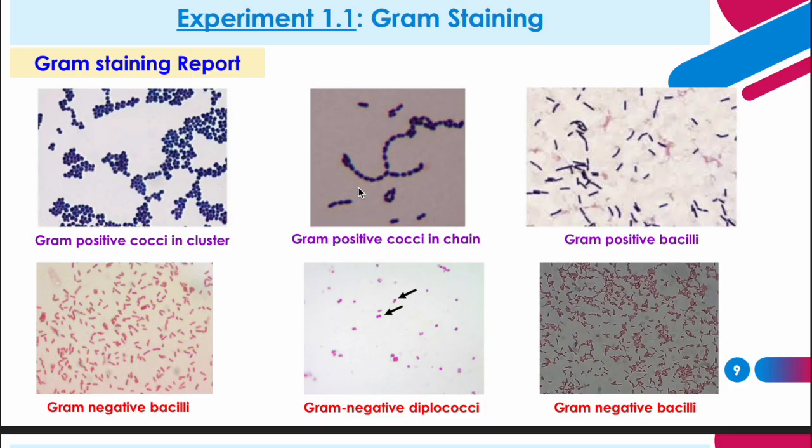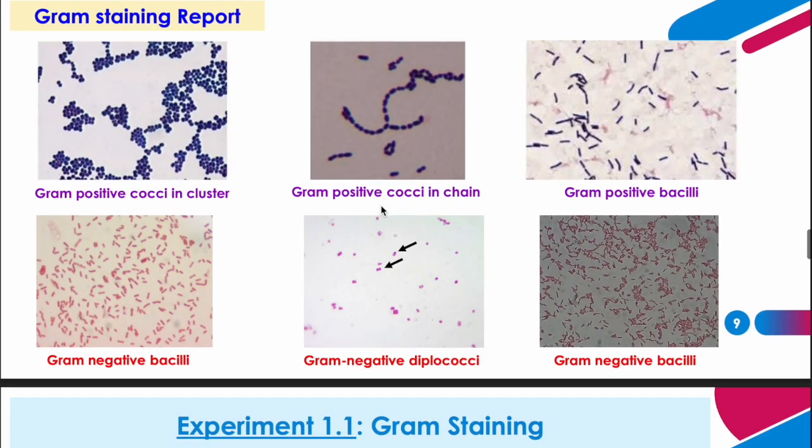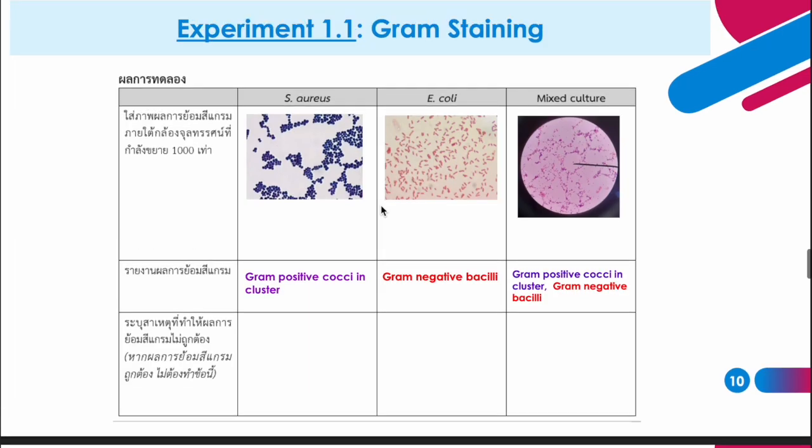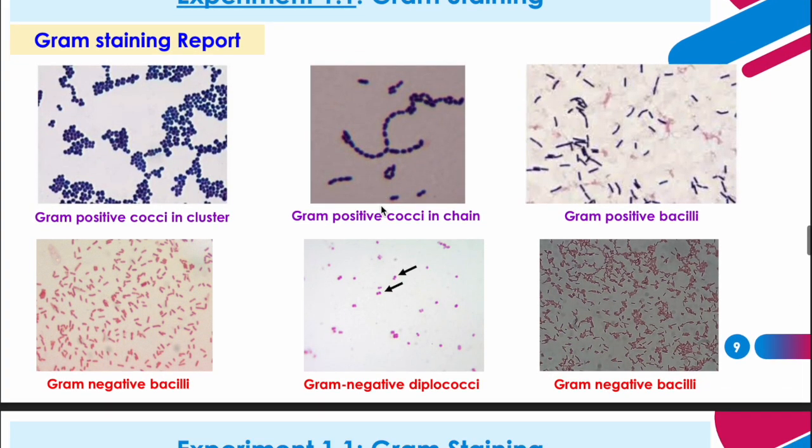So here is the purple color bacteria, so you report it as gram positive. And it's cocci because it's round and it's in chain arrangement. Something like this. Also for the gram negative, you don't have to report the arrangement. And also the gram positive bacilli, you don't have to report the arrangement because you don't see any arrangement here.